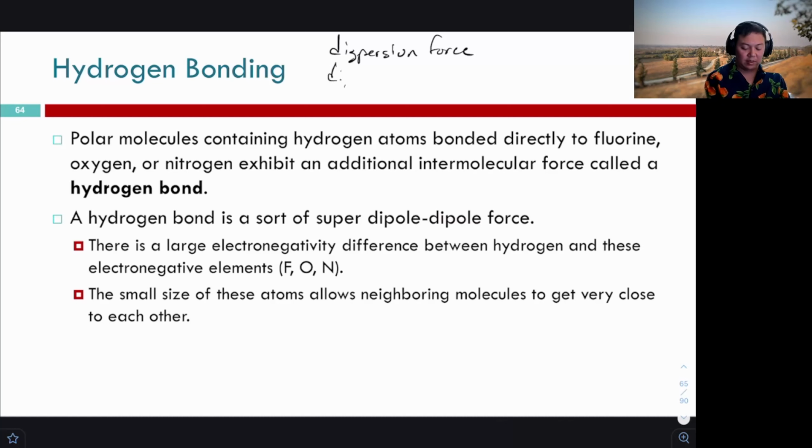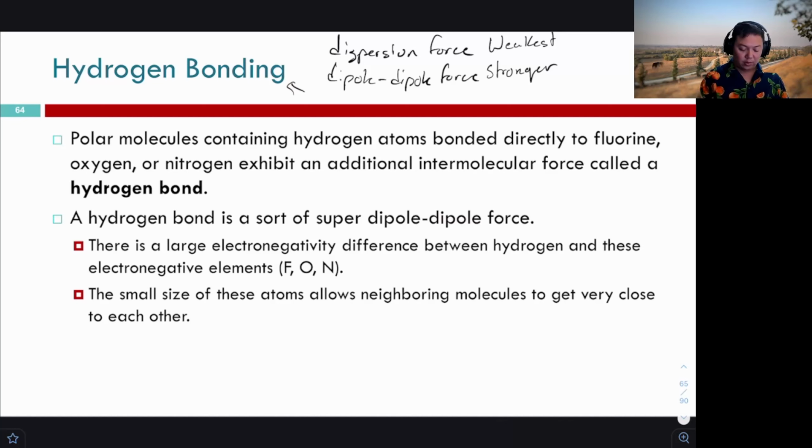And we've talked about dipole force. So dispersion force is the weakest. And then dipole-dipole force is stronger than dispersion force. And hydrogen bonding is even stronger than dipole-dipole force. And it's a special type of intermolecular force.